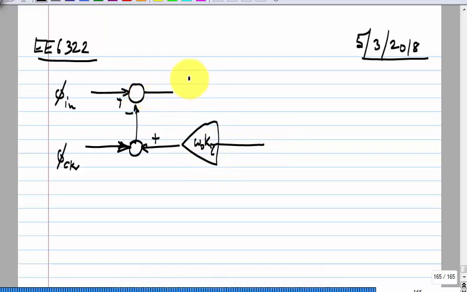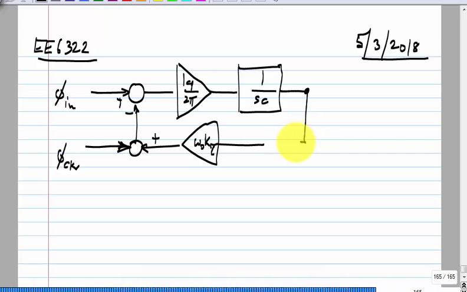controlled by the loop. The phase detector gain is ICP by 2 pi if it is linear, and you have one over SC, which is the impedance of the loop filter. Okay. This is the incremental control voltage, and this is the recovered phase, phi ck in, and that is phi ck, the recovered phase. And any charge pump noise can be added here after dividing by the gain ICP by 2 pi.